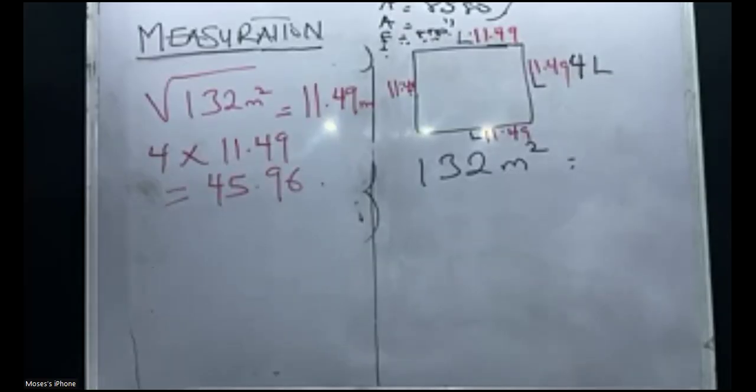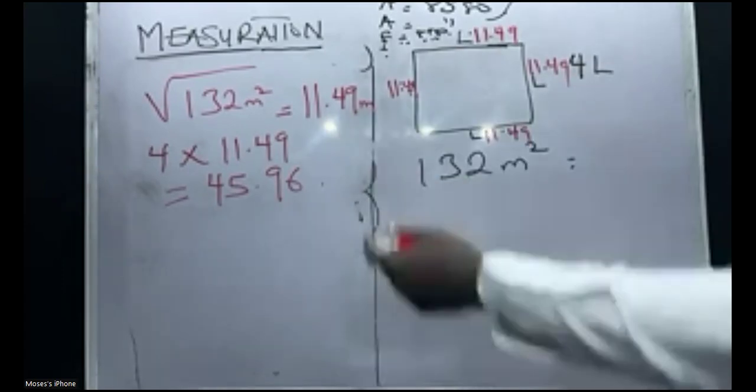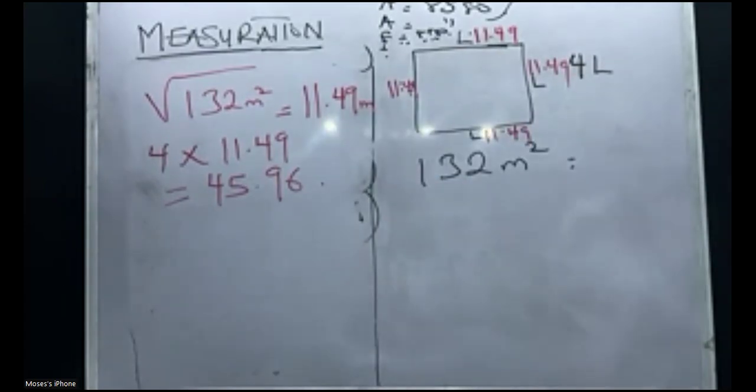If it were to be per meter square, you don't need to do all these things. What you just need to do is to times 132 times this. It will give you the cost. I think that's what some people did to get their answers.